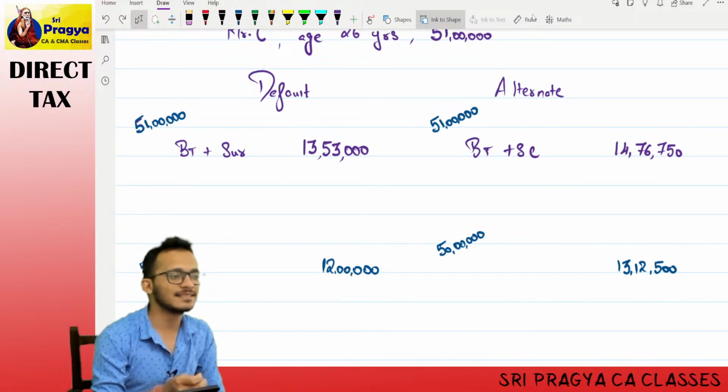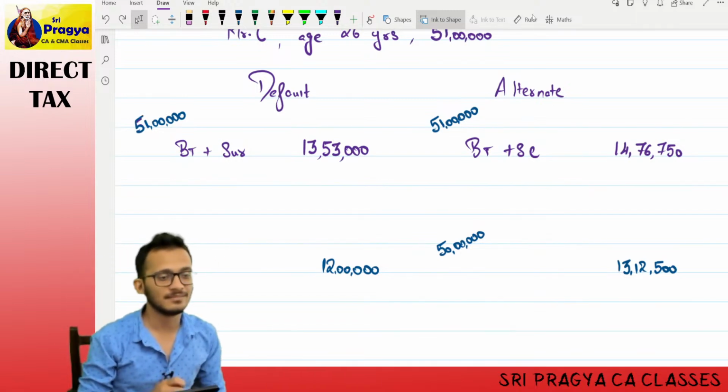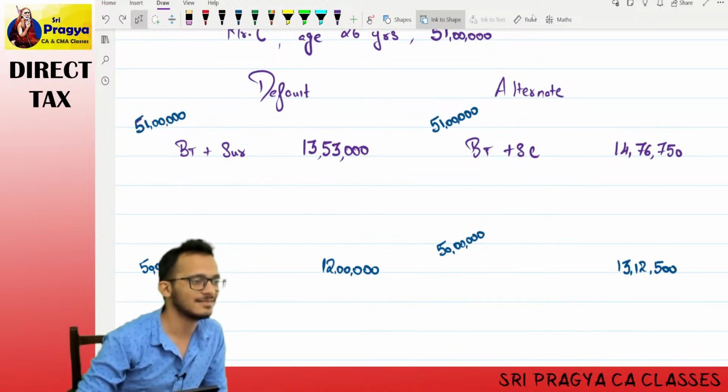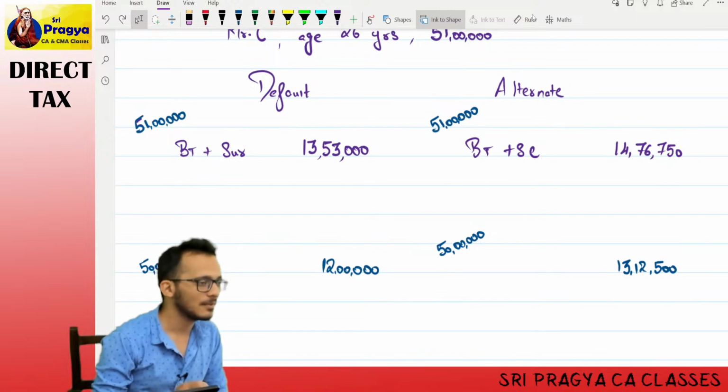For earning that extra 1 lakh, I am paying the government extra tax of 1,53,000. Would I like to pay? Is there a choice? No. You see something is wrong.